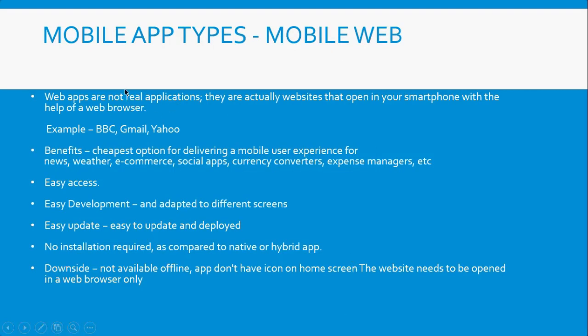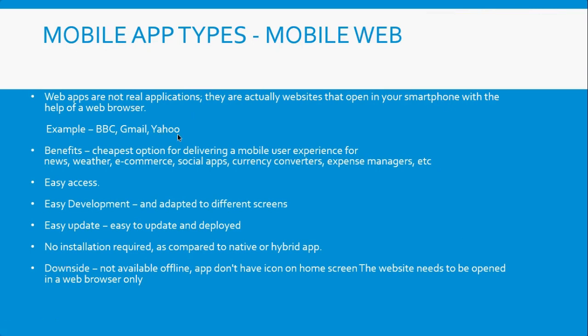Now, the next thing we're going to look at is mobile application types, and so web apps are not real applications. They're actually websites that open up on your smartphones. An example of a web app is BBC. So basically, Gmail and Yahoo. These are examples of web applications here.